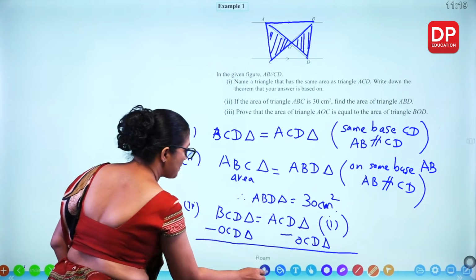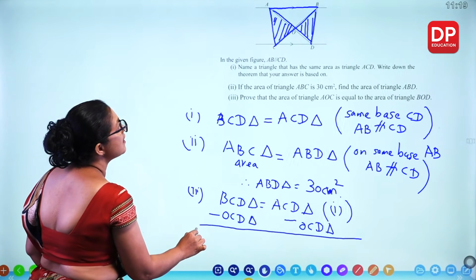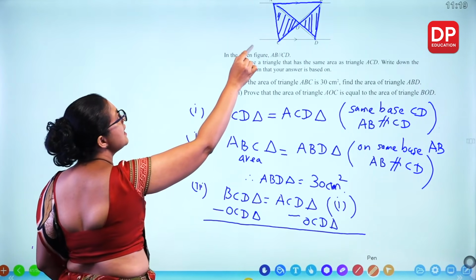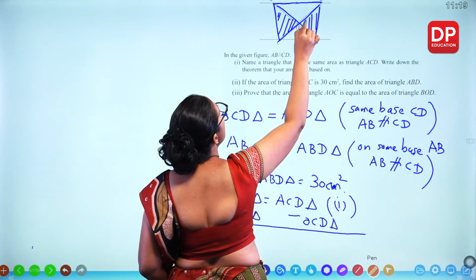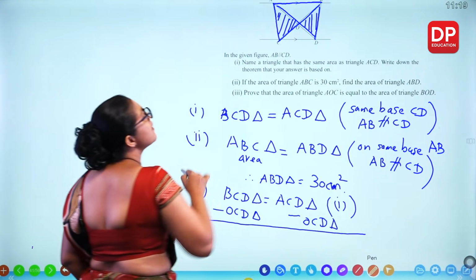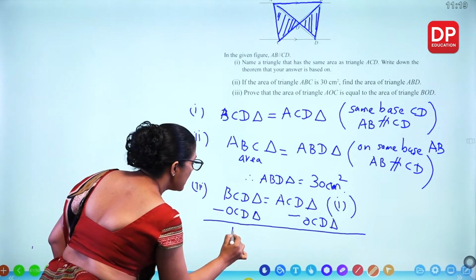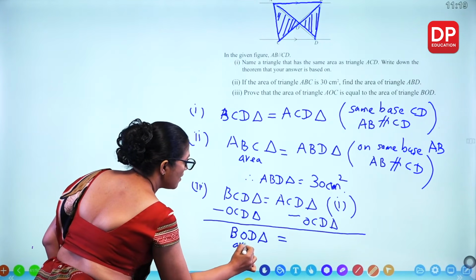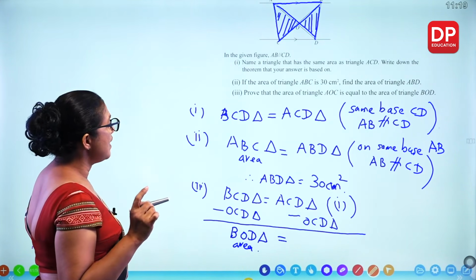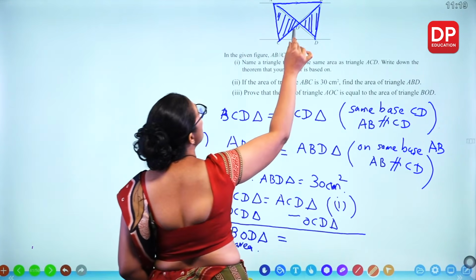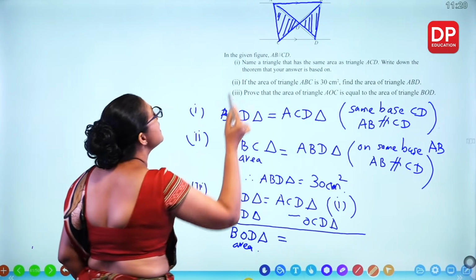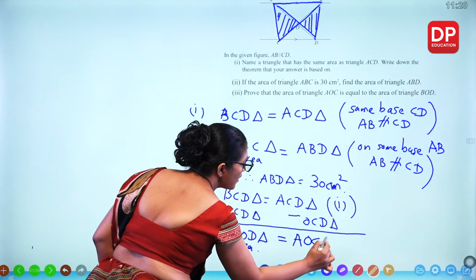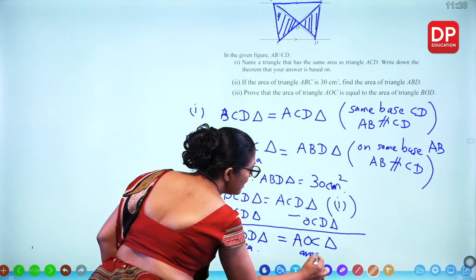What happens? When I subtract BCD and OCD part, I am getting BOD triangle. This is area. All these are areas. Then when I subtract OCD from ACD, I am getting AOC. So both are equal in area.